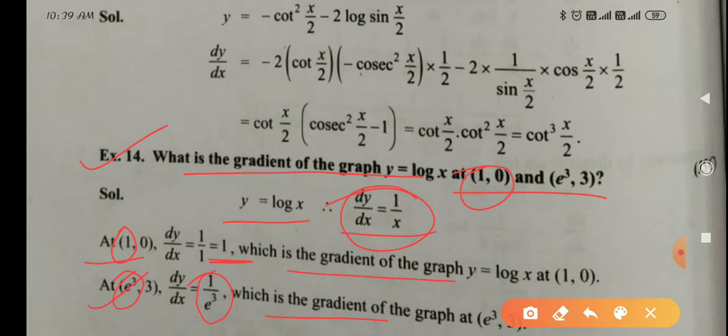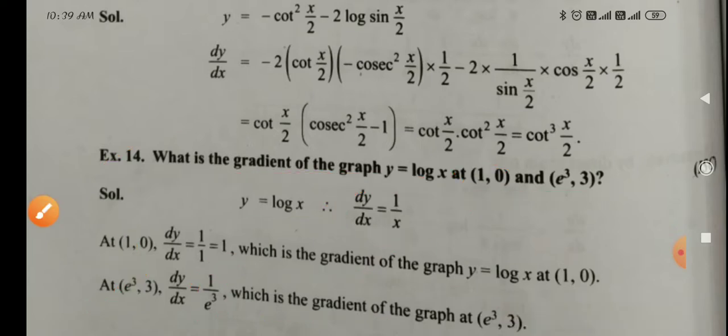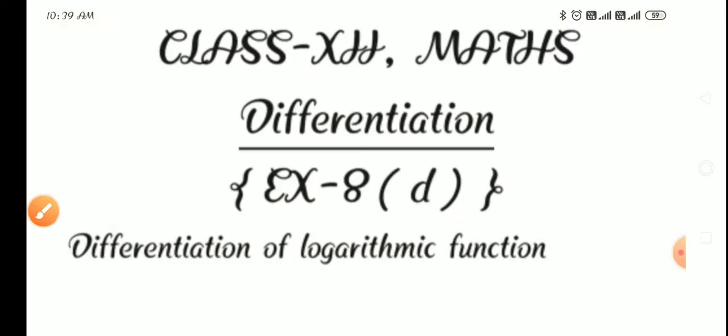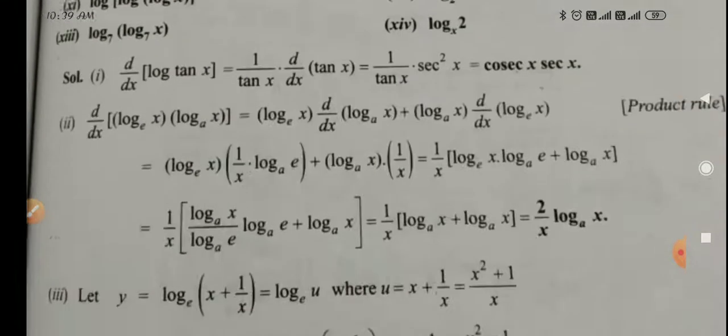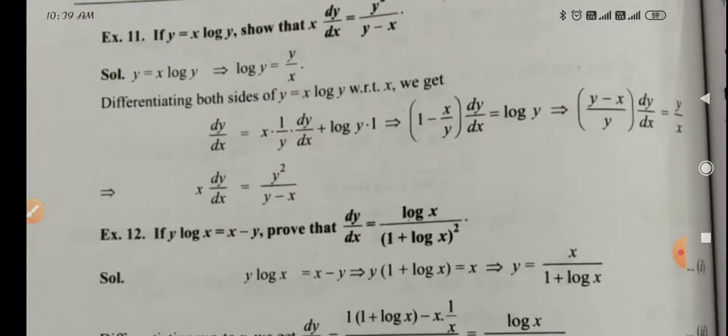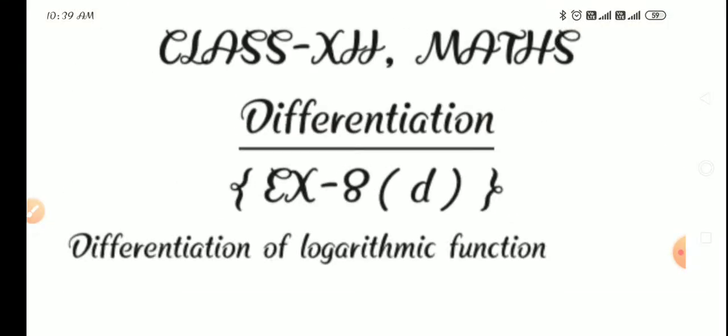So such type of questions, students, you are going to get in exercise 8D. So after watching this video, you try to understand all the examples. You can see the book also. In the book some more parts are given. Then after watching this video, you will be able to solve all the questions of exercise 8D.